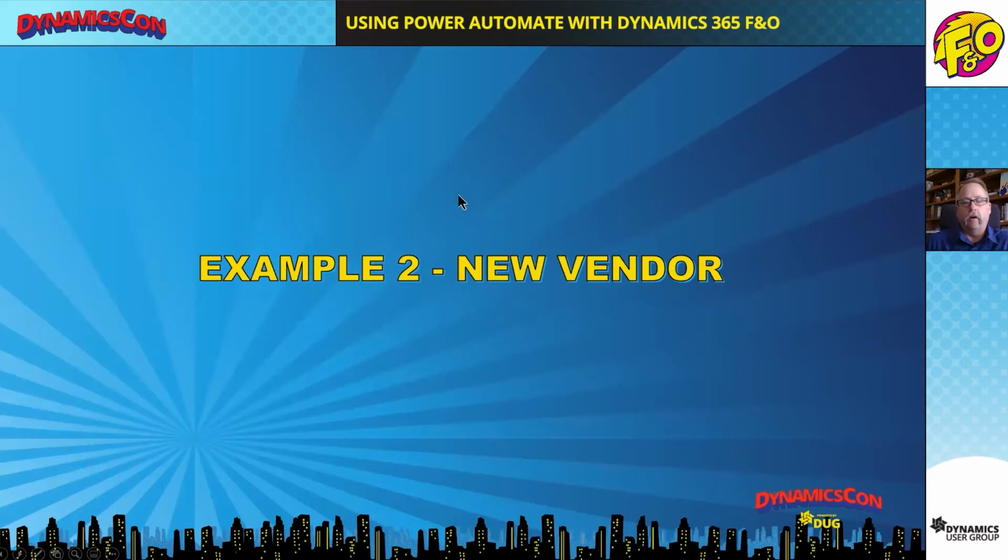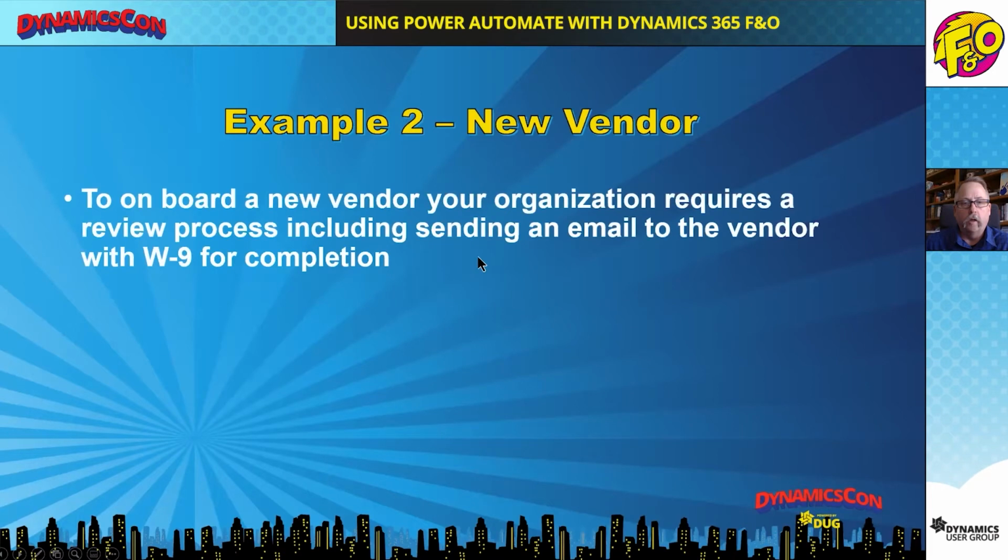So let's talk about another example real quick. We'll go through this one a little quicker, but this is a vendor. I'm just switching sides, from new customer to a new vendor. With the vendor, I actually need to send the vendor information. So I need to send them a blank W-9 and ask them to complete this.